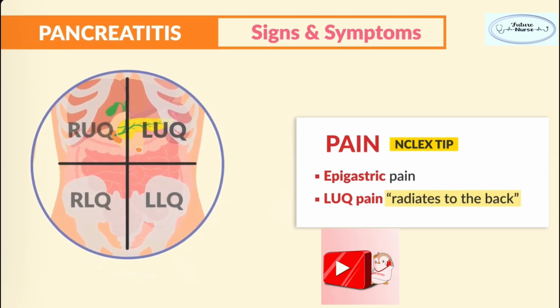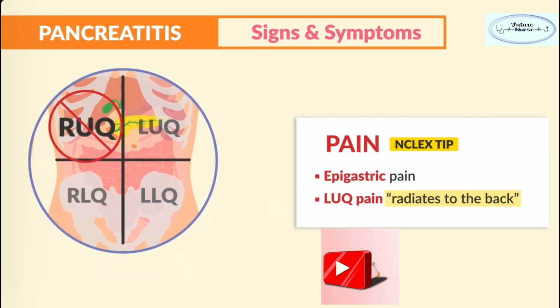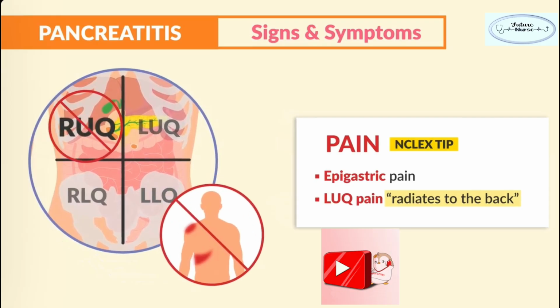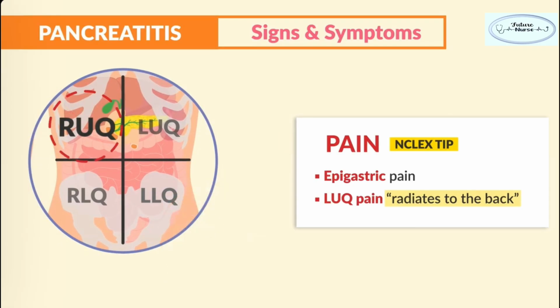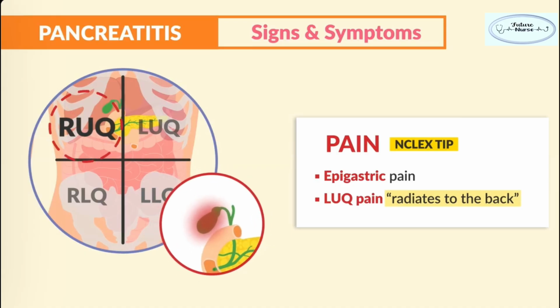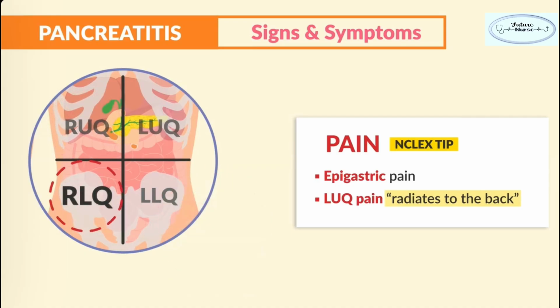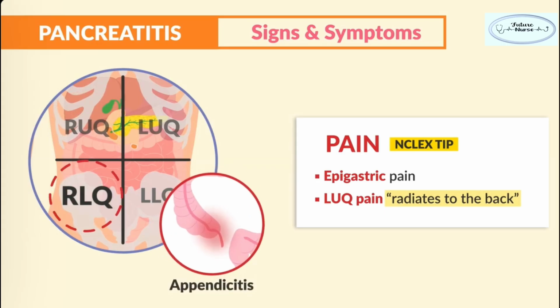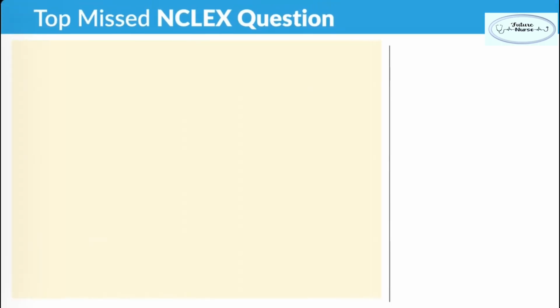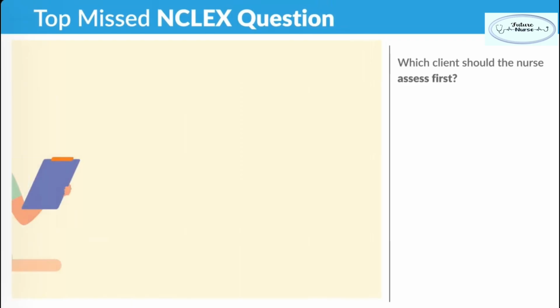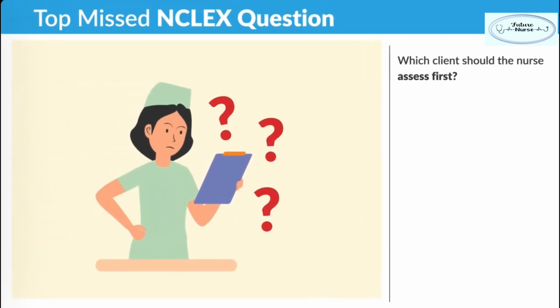So, don't let the NCLEX trick you. It's not the right upper quadrant pain that radiates to the shoulder. This is typical of gallbladder inflammation on the other side, called cholecystitis. And it's not right lower quadrant pain with rebound tenderness. That's typical of appendicitis. So a top missed NCLEX question states, which client should the nurse see first?